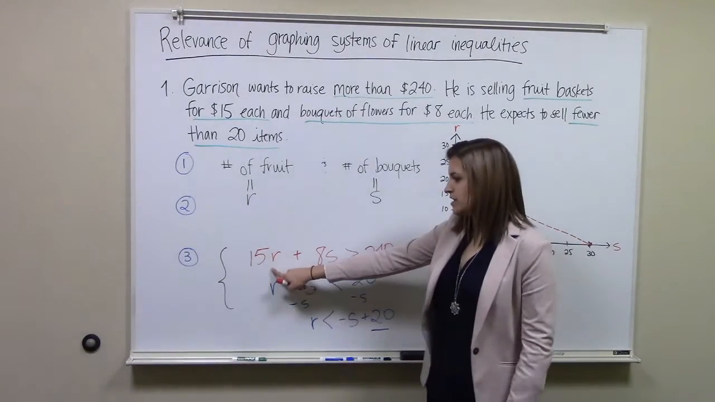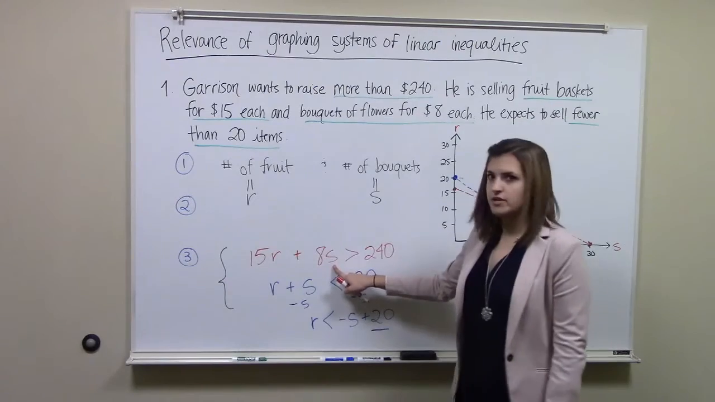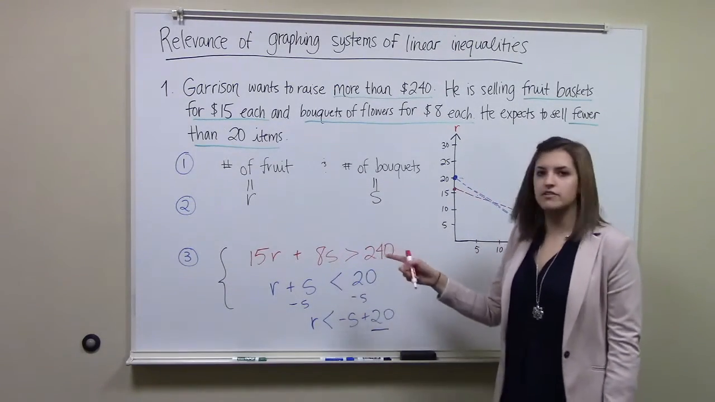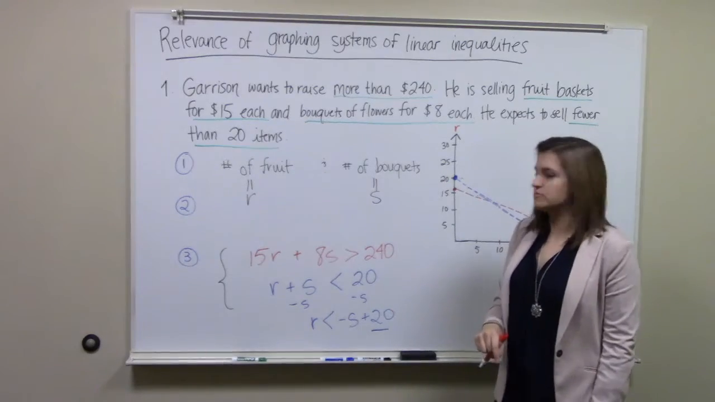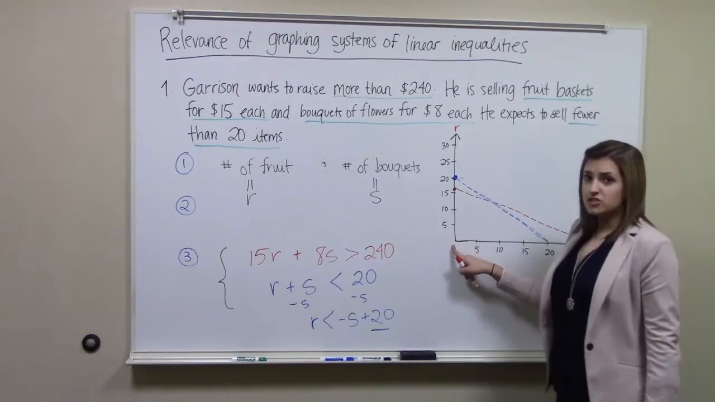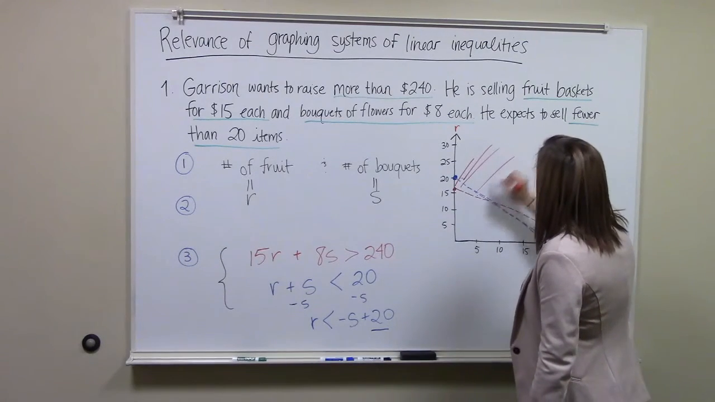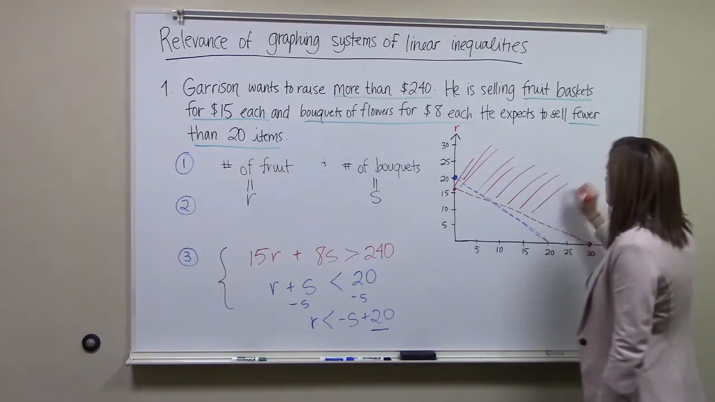If I plug in 0, 0, does this make my inequality true? Well, if I plug in 0 here, I get 0. If I plug in 0 here, I get 0. So the left side is 0, and this is saying 0 is greater than 240. But we know that's not true. So 0, 0 is not included, meaning I need to shade everything above this red line over here.